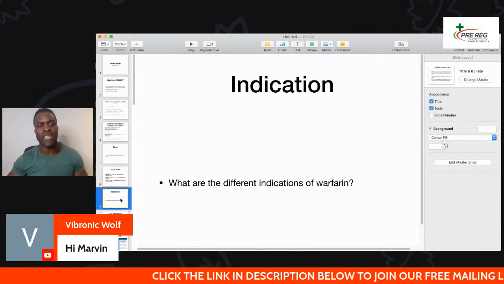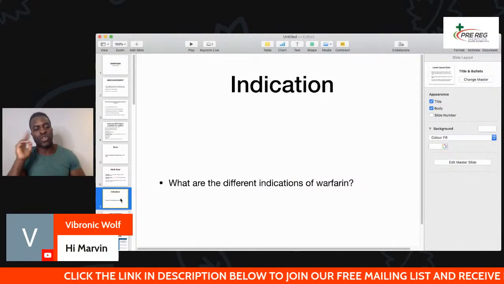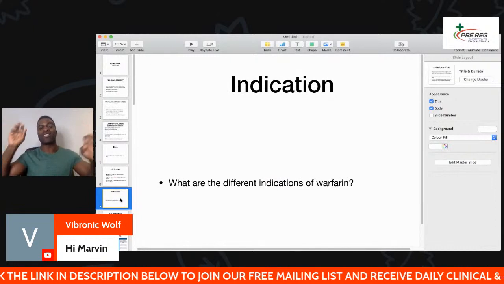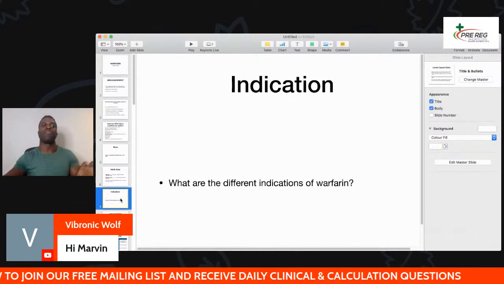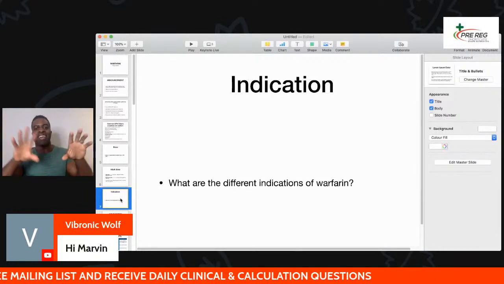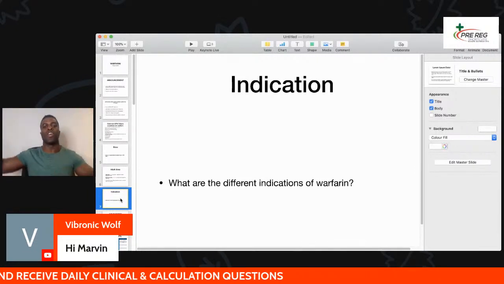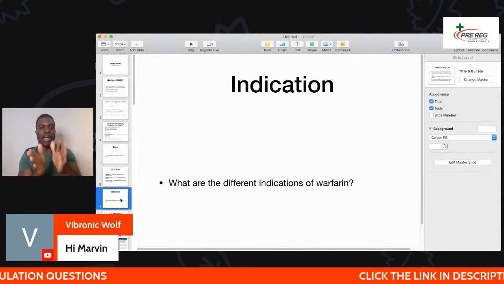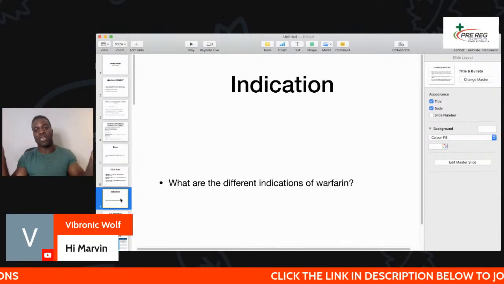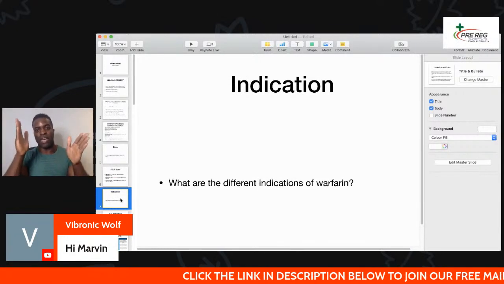So great. Our next question I want to ask you guys is the indications. So you need to know your indications. Warfarin has got a lot of indications. So what you need to know is what the different indications are. Then you need to know what the target INR ranges are. So for each indication, you have an INR target. Previously we used to talk about INR ranges, but the good thing is it's not ranges anymore. They talk about INR values.